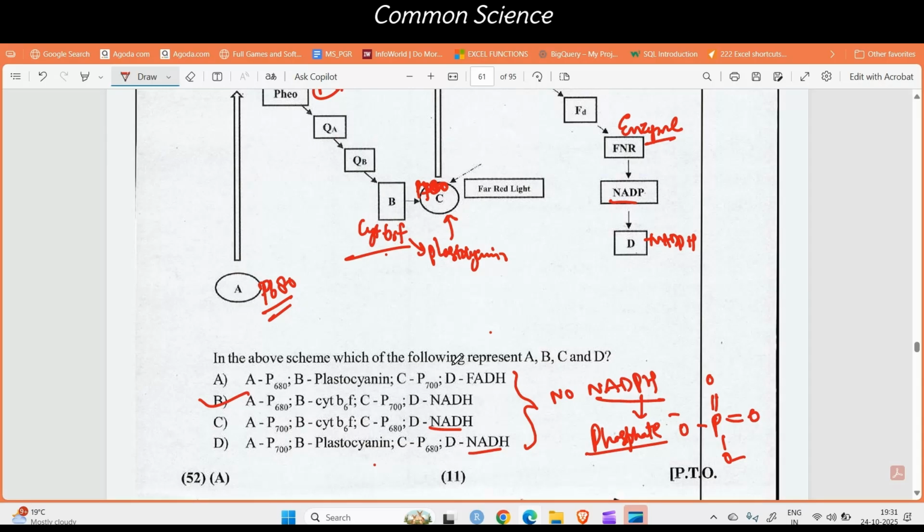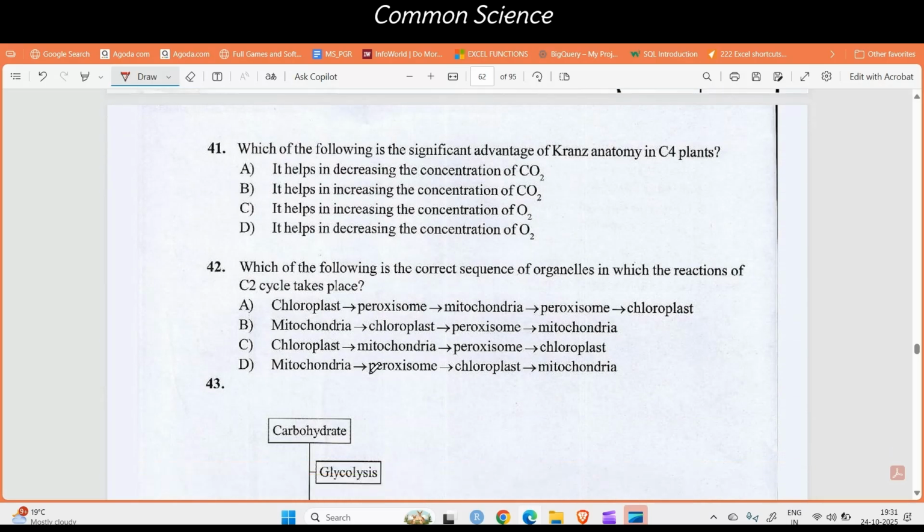Okay, moving on to the next. Which of the following is the significant advantage of Kranz anatomy in C4 plants? Kranz anatomy is found in C4 plants like maize. Maize is a C4 plant, and it helps in increasing the concentration of carbon dioxide.